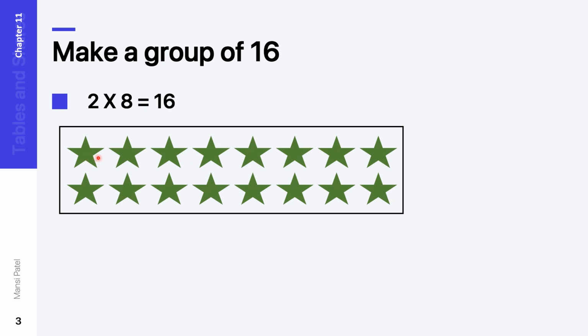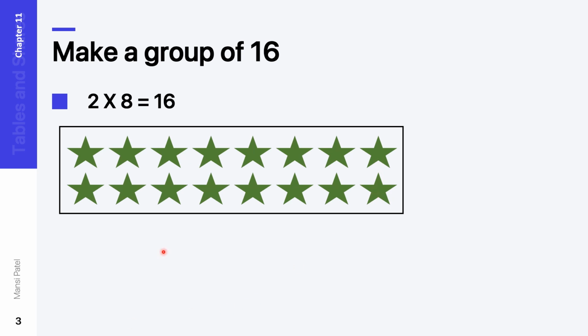So see here, 1, 2, 3, 4, 5, 6, 7, 8. In each row, how many stars are there? 8 stars are there. And so we just draw 8 stars in one row. Now how many columns do we have to make? We have to make 2 columns. So here another 8 stars are there. So the addition of these 2 is 16.